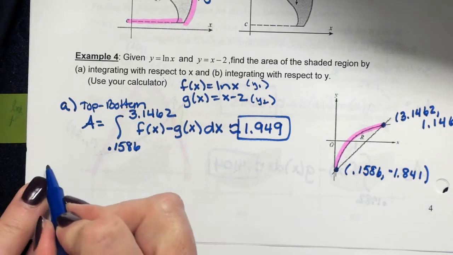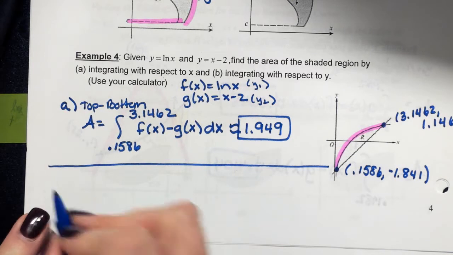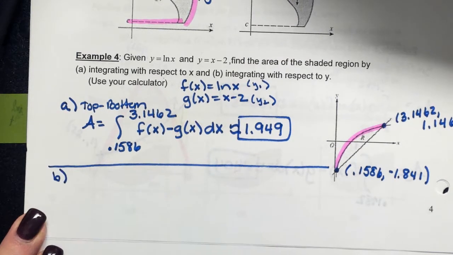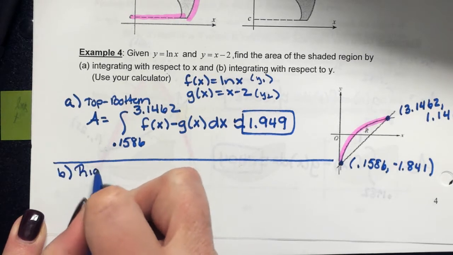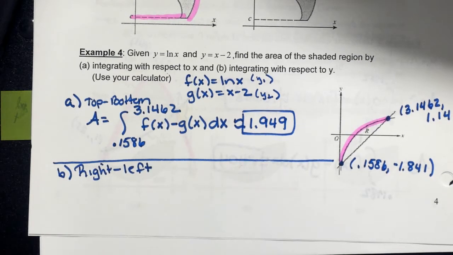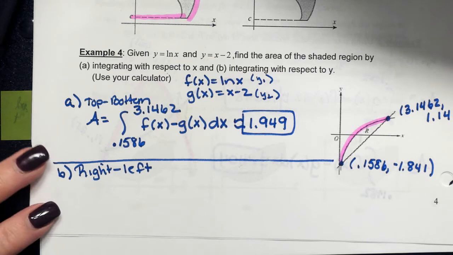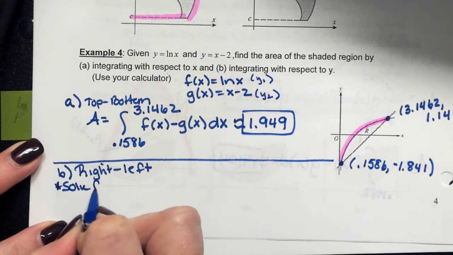So now let's take a look at part B. For part B, they want us to integrate with respect to y. So to integrate with respect to y, this is where, remember, you're going to be doing a right minus left. So the first thing you have to do is take your two equations and write them in the form of x equals. So you have to solve for x.